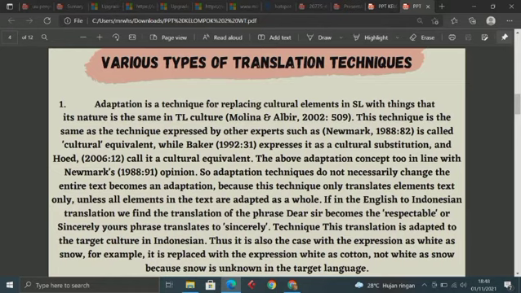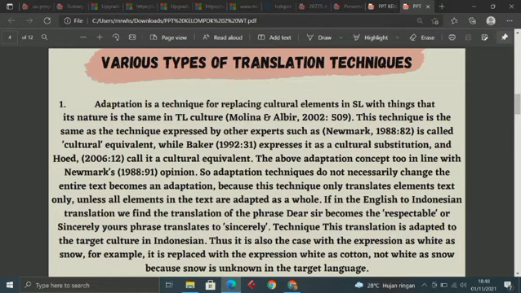So adaptation techniques do not necessarily change the entire text into an adaptation, because this technique only translates elements of the text, unless all elements in the text are adapted as a whole. In English to Indonesian translation, we find the translation of the phrase dear sir becomes the respectable or sincerely yours. This translation technique is adapted to the target culture in Indonesia.